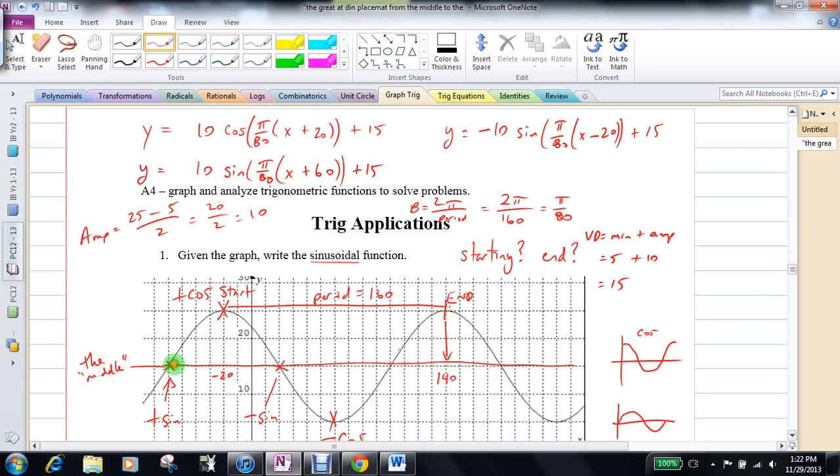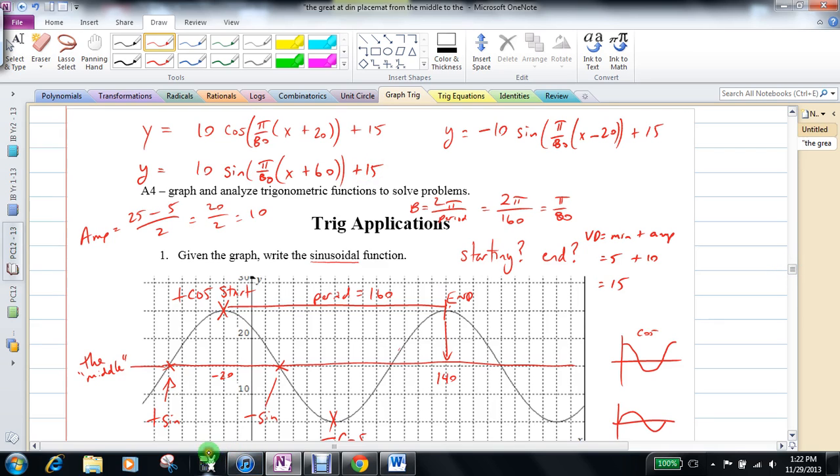So there are many different places that we could have started our function from. You either want to start it from a middle position or a maximum or a minimum position. Most students find it easiest to start with a cosine function. But be careful of the middle, that you don't consider the vertical displacement to simply be the height of the curve, but rather it has to be the middle.